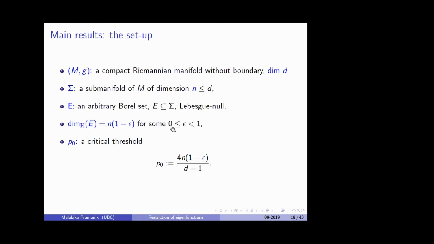Epsilon could be 0. In other words, E could have full dimension, but we always require it to be Lebesgue null. We are going to define a critical exponent P naught, which is given by 4n times 1 minus epsilon, so 4 times the dimension of E, divided by d minus 1. And this is going to play a role in the statements of our main theorems.